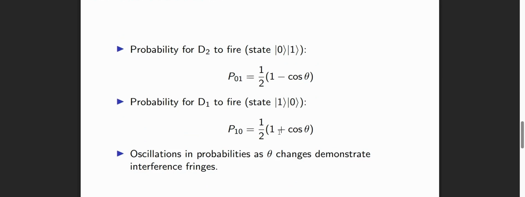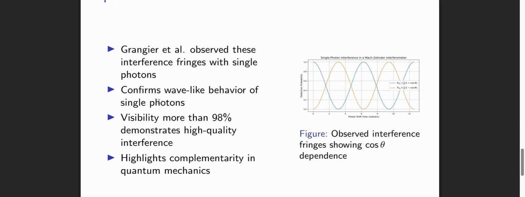Now, as you can see, the probability is oscillating depending upon the value of theta. As theta changes, the probability oscillates. So basically, this is how they confirm the interference fringes. Also, the interference fringes with a single photon confirm the wave-like behavior of single photons, right? And the visibility they obtained was more than 98%, which was a high quality interference. And this is how the probability oscillates. This is 1 by 2 (1 plus cos theta), the blue one, and this orange one is 1 by 2 (1 minus cos theta).